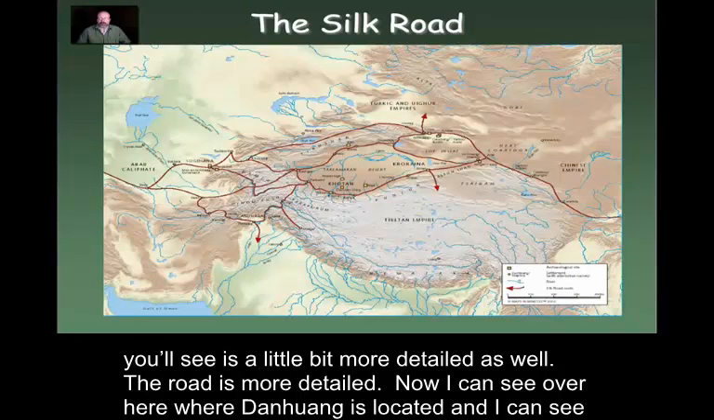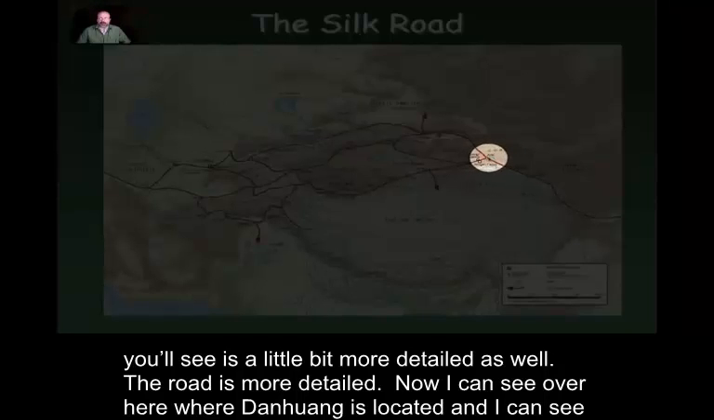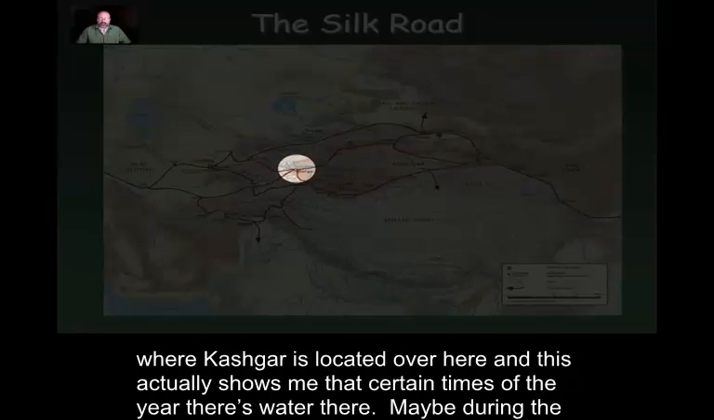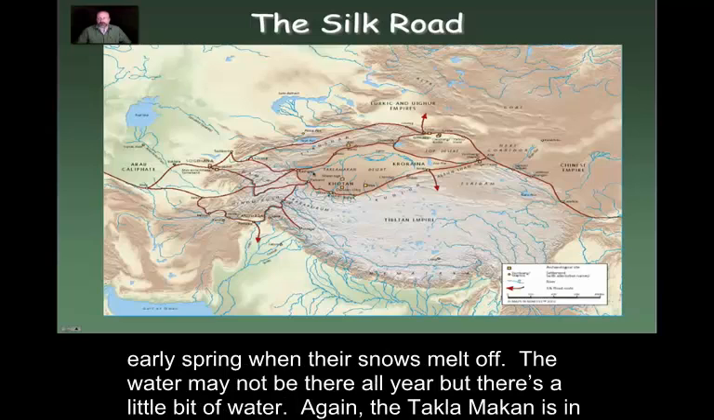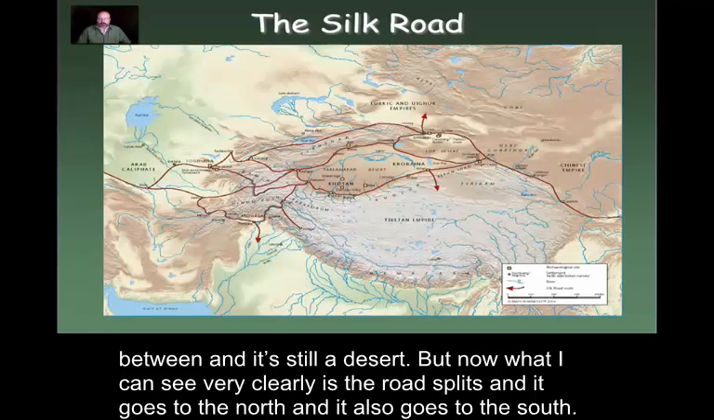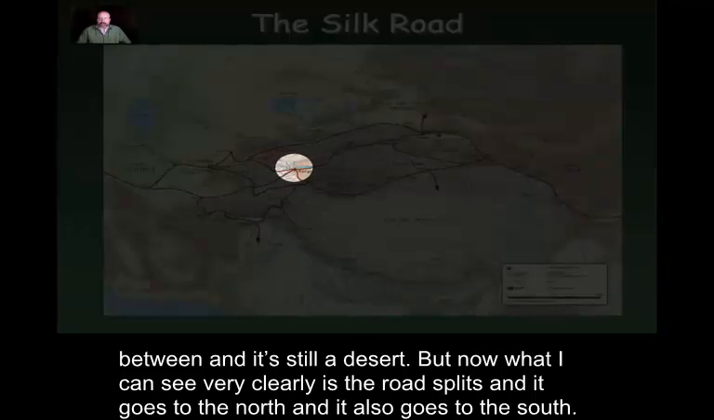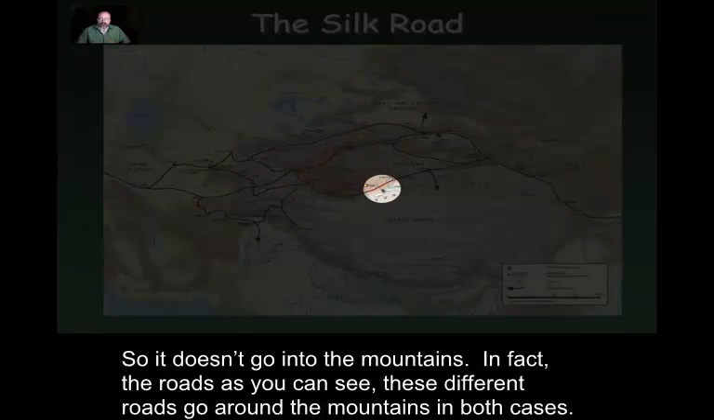The road is more detailed. Now I can see over here where Donghuang is located, and I can see where Kashgar is located over here. And this actually shows me that at certain times of the year there's water there, maybe during the early spring when the sort of snows melt off. The water may not be there all year, but there's a little bit of water. Again, the Taklamakan is in between, and it's still a desert. But now what I can see very clearly is the road splits, and it goes to the north, and it also goes to the south. So it doesn't go into the mountains. In fact, the roads, as you can see, these different roads go around the mountains in both cases.